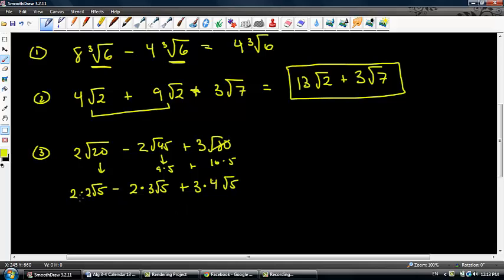So let's go ahead and just multiply some stuff out. I've got 4 rad 5s here minus 6 rad 5s plus 12 rad 5s. 4 minus 6 is negative 2, plus 12 is 10 rad 5s, and I'm done.